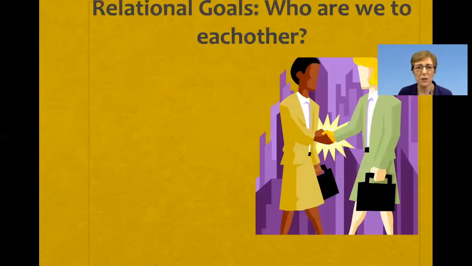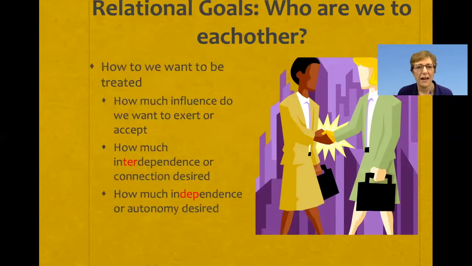The next goal is the relationship goals, which is who are we to each other? How do we want to be treated? How much influence do we want to exert or accept? Do we like other people calling the shots, or do we want to call the shots? Do we want to be independent? That person we're dating, do we want to spend every weekend with them, or do we want to spend some weekends with them and some with our buddies? And how much independence? So if you want to be alone more, or even at work, do you like working alone? Do you like working with other people, and so on? These are all relational goals.